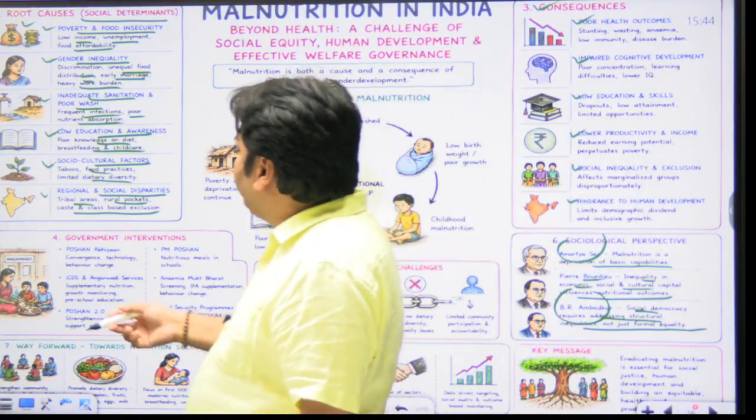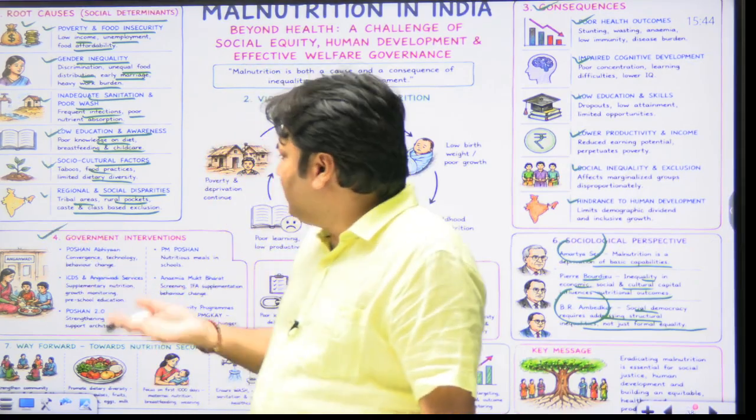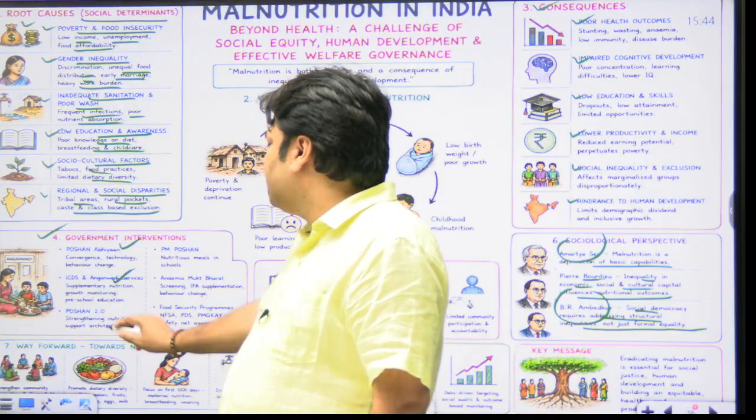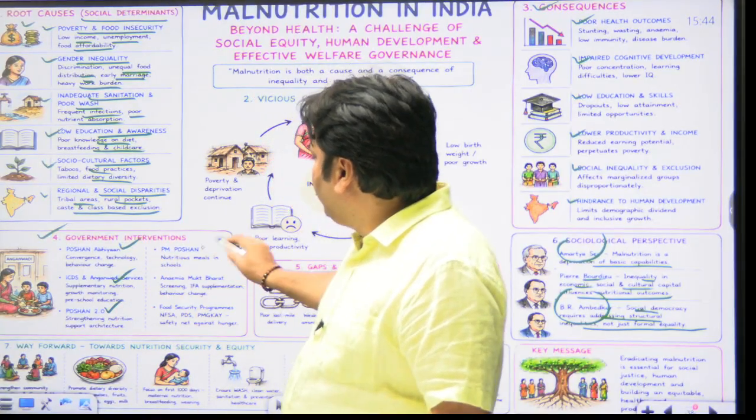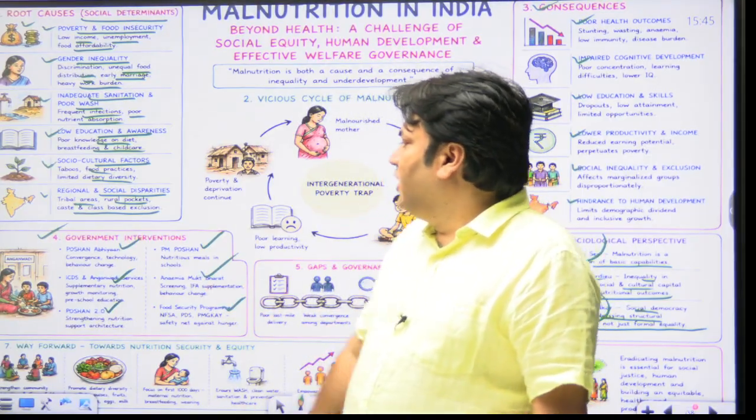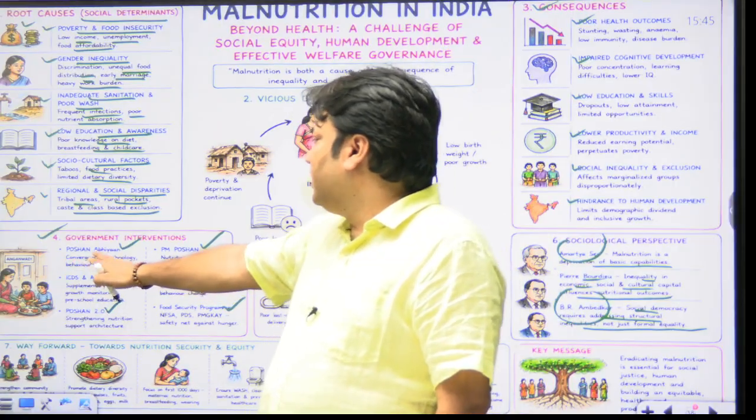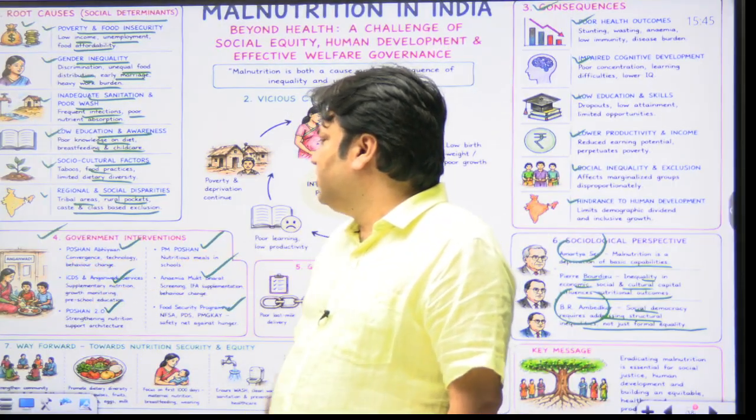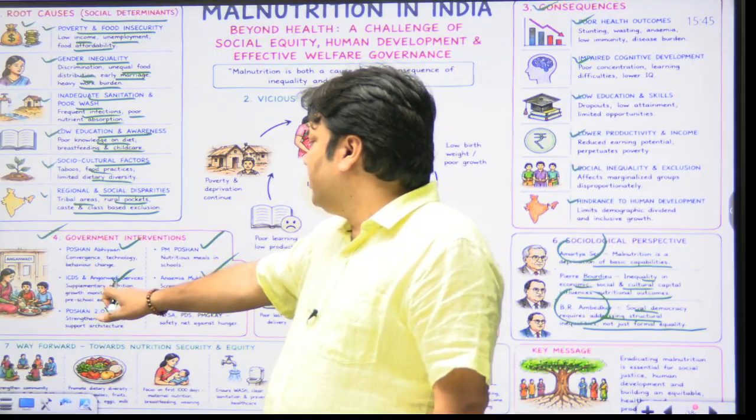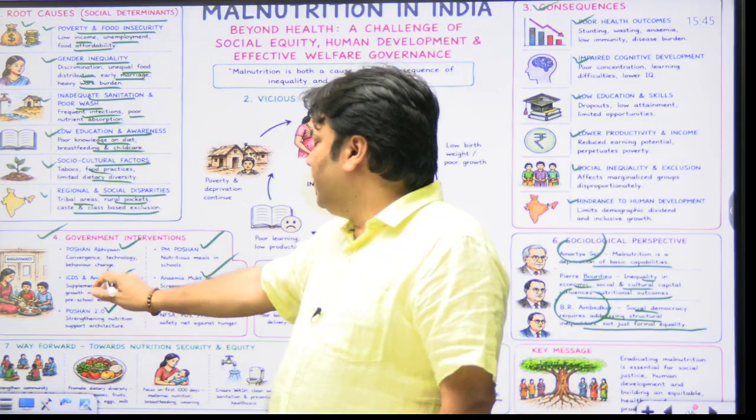In government interventions, you can give examples of some schemes and interventions like Poshan Abhiyan, ICDS Anganwadi Services, Poshan 2.0, PM Poshan, Anemia Mukt Bharat, food security programs. In Poshan Abhiyan, you can write keywords like convergence, technology and behavior change. In ICDS and Anganwadi Services, you can write keywords like supplementary nutrition, growth monitoring, preschool education.